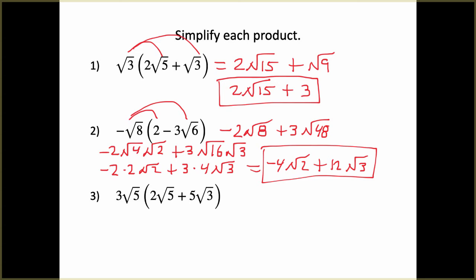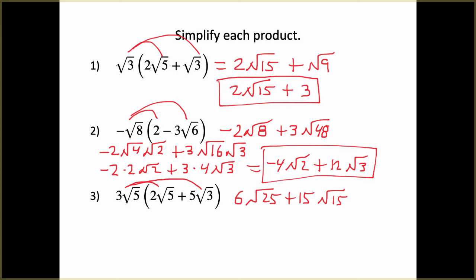All right, and then the last one, we are going to distribute in again. So we have 3 square roots of 5 multiplied by 2 square roots of 5 plus 5 square roots of 3. So again, we take 3 times 2, we get 6. Square root of 5 times square root of 5 is the square root of 25. We have 3 times 5, which is 15 for our next term. And then square root of 5 times the square root of 3 is the square root of 15.